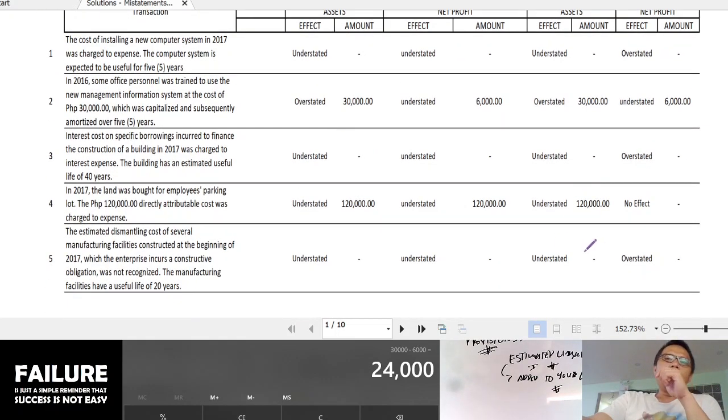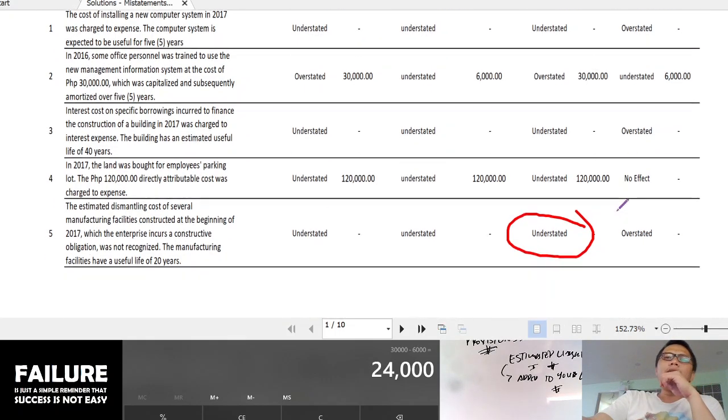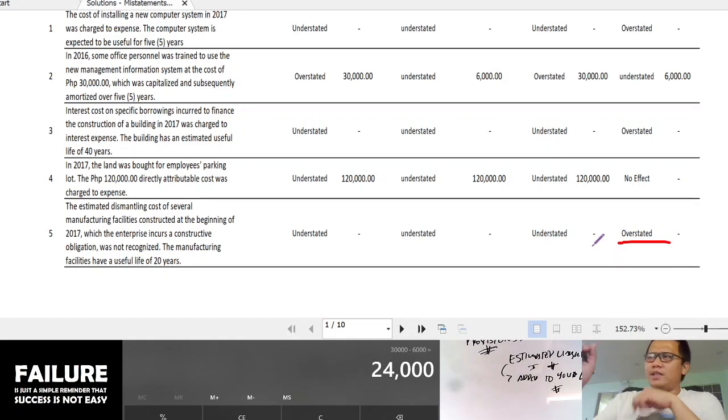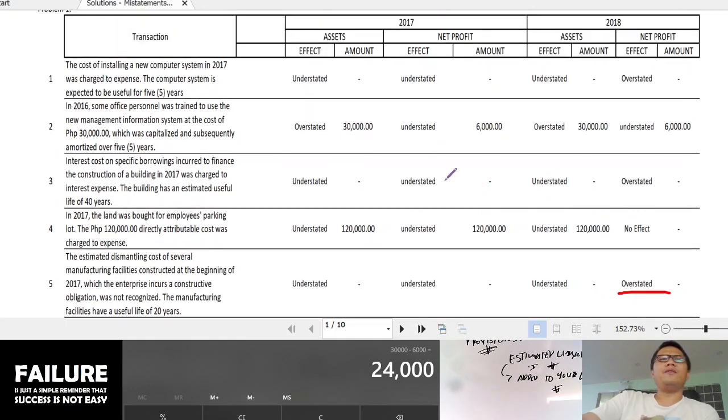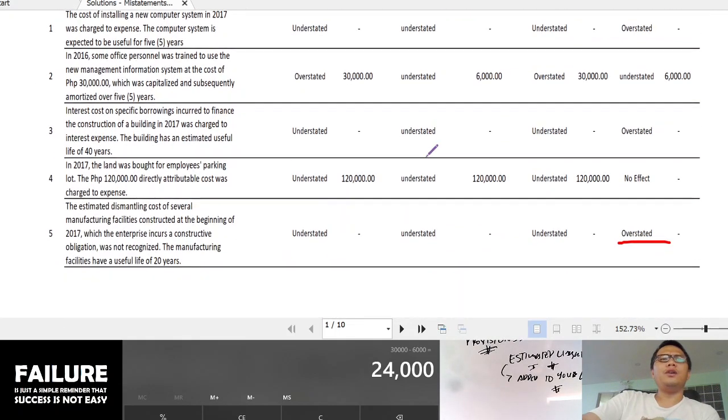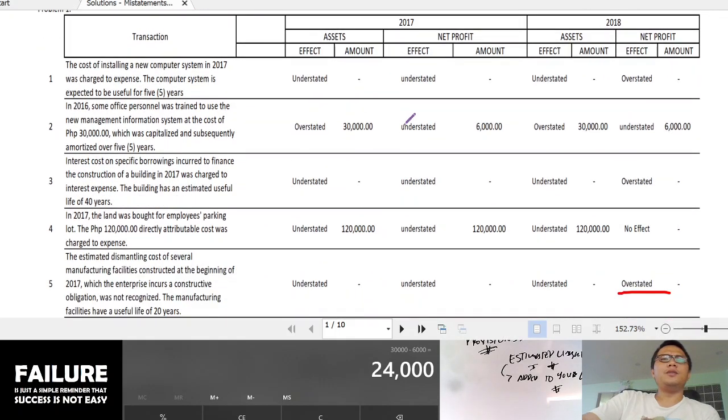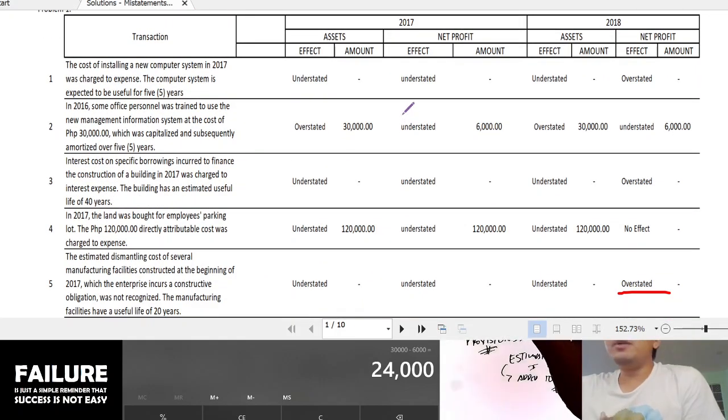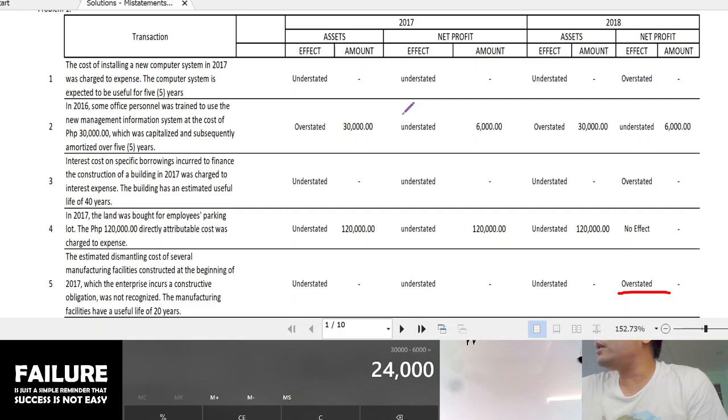In 2018, still your asset is understated. Because yun nga, walang correction ginawa. However, in your net income, okay, it is now overstated. Okay, it is now overstated. So that is the effect, or that is basically our analysis for exercise problem 1. No? Medyo madali lang talaga siya if you know what is the applicable standards, what is the applicable procedure or recognition to be done, no?